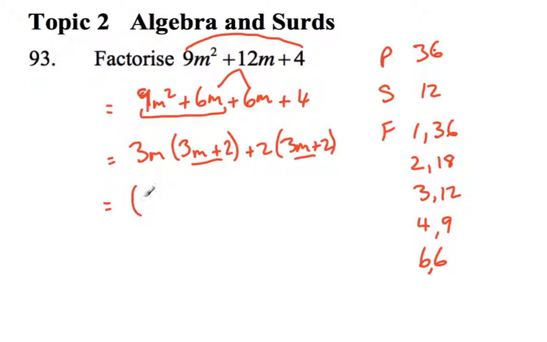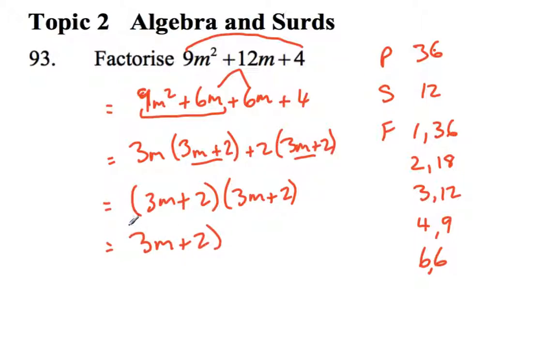We can join the front terms up in their own bracket and list that common bracket once, but those of you who are watching carefully here will notice that they're the same as each other. You get 3m plus 2. We could express it as that all squared.